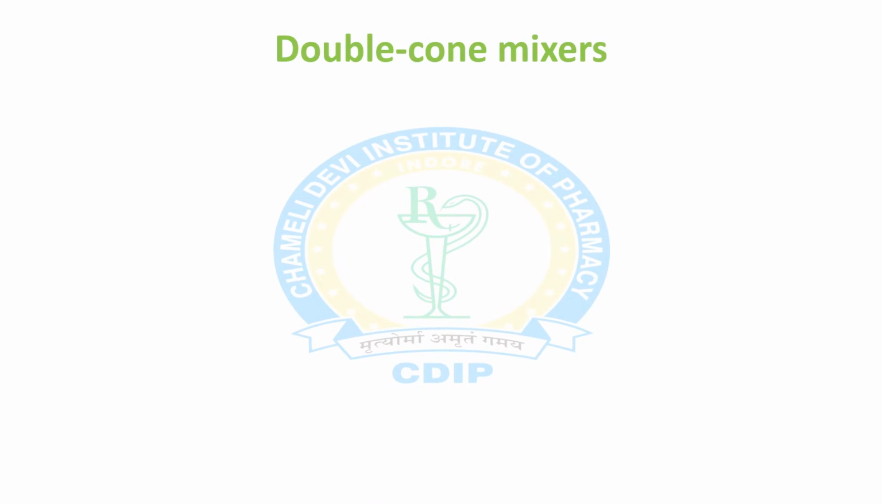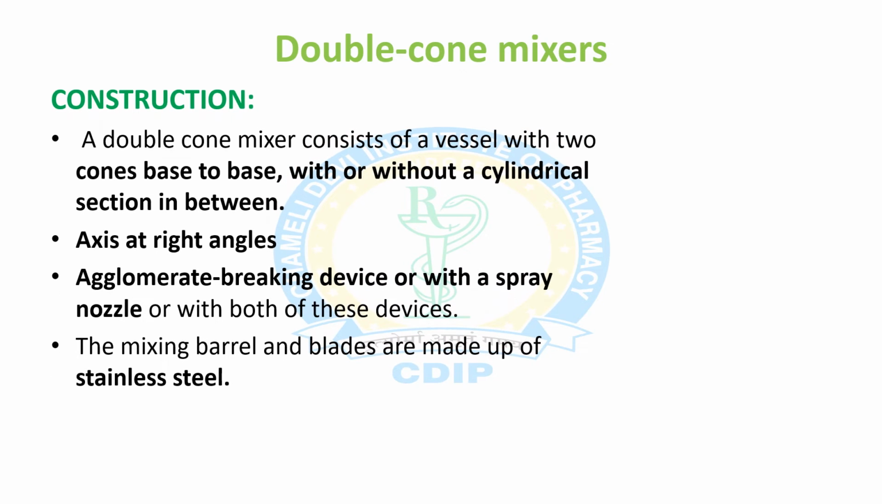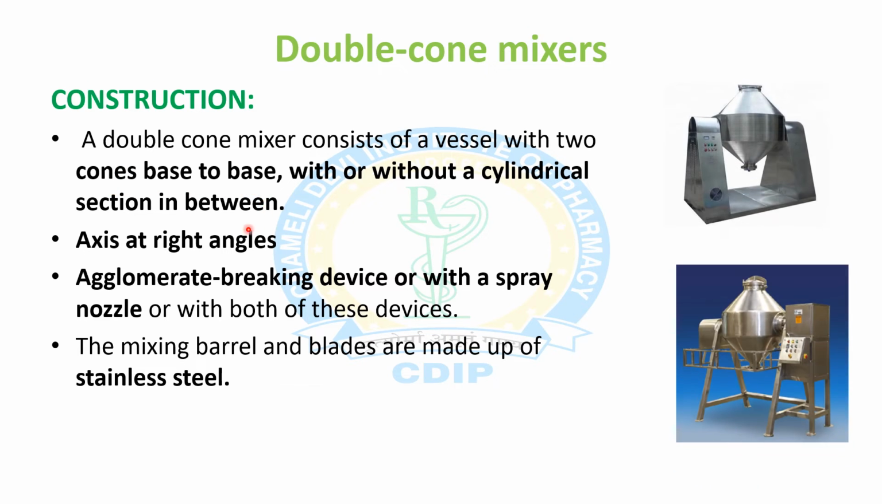Next type of mixer is the double cone mixer. And the construction, the double cone mixer consists of a vessel with two cones base to base with or without a cylindrical section in between. Now it is so mounted that it can be rotated about an axis at right angles to the line joining the points of the cones. So it is rotated on the axis.